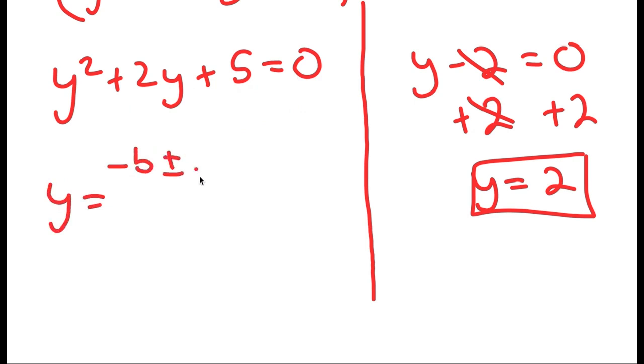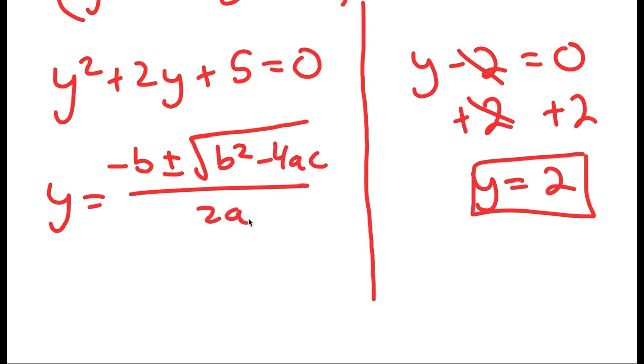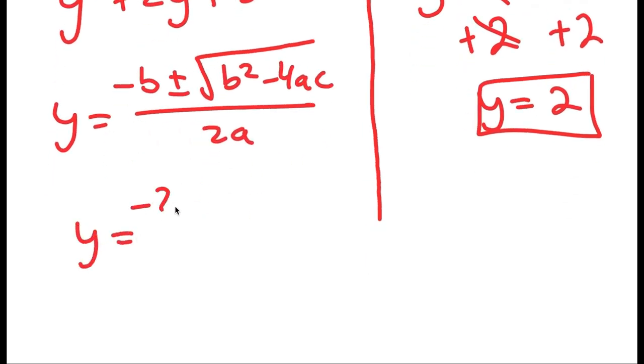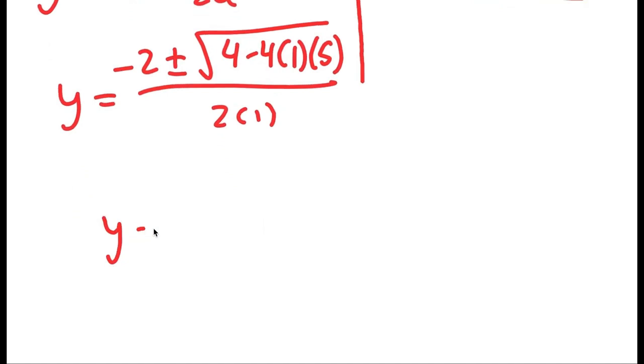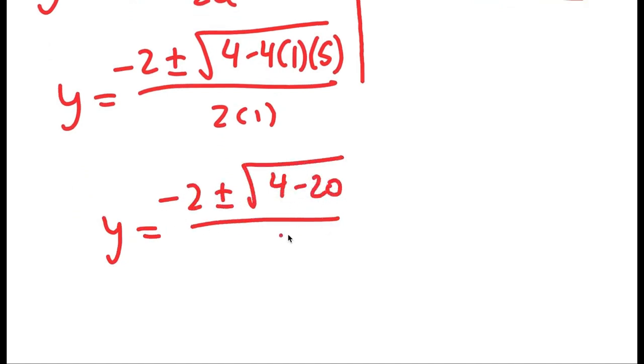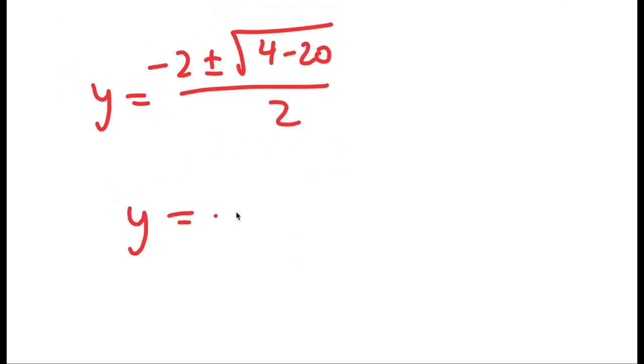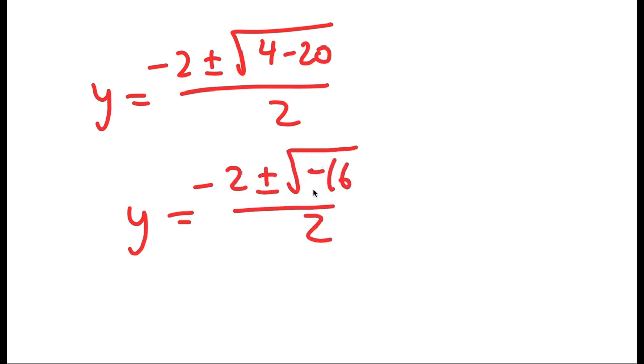And for y squared plus 2y plus 5 equals 0, I'm going to use the quadratic formula, which is negative b plus or minus the square root of b squared minus 4ac all over 2a. So I get y equals negative 2 plus or minus the square root of 2 squared, which is 4, minus 4 times 1 times 5, all over 2 times 1. And this turns to negative 2 plus or minus the square root of 4 minus 20 over 2, which is equal to negative 2 plus or minus the square root of negative 16 over 2.